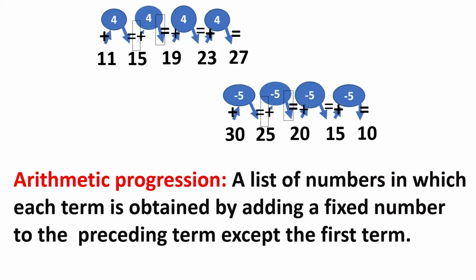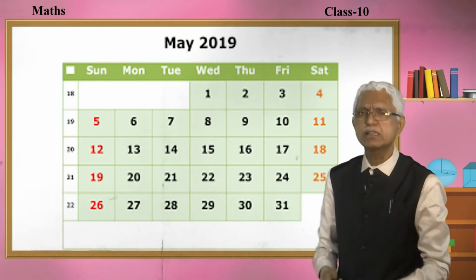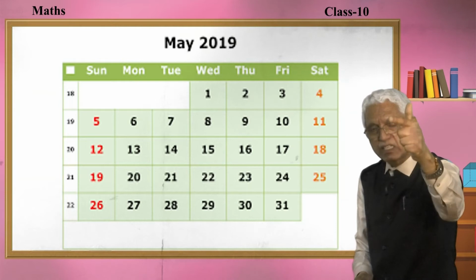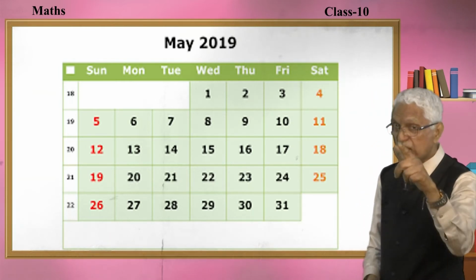Now, observe, my dear children, we will give another definition. A list of numbers in which each term is obtained by adding a fixed number to the preceding term except the first term. Now, this is just to draw your attention. This is a calendar. You have got the set of dates. If you take the first column which is in red, 5, 12, 19, 26, right? This is a set of numbers. They follow a pattern, correct? What is the common difference?